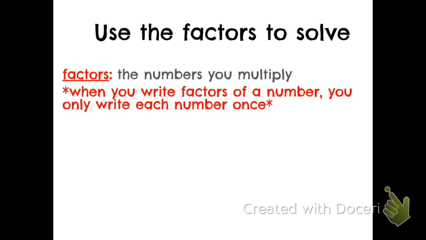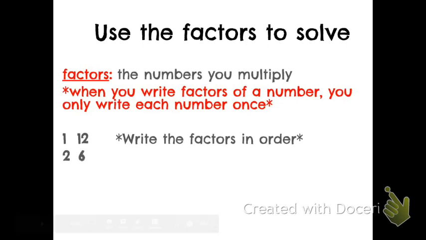Factors are the numbers that you multiply. When you write factors of a number, you only write each number once. This entire part needs to be written down in your notes. We write factors in order.